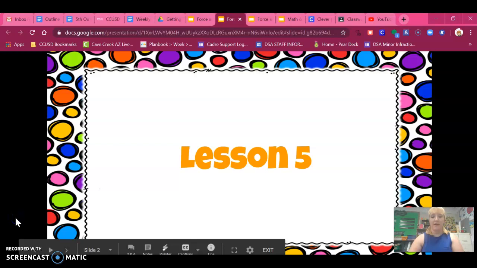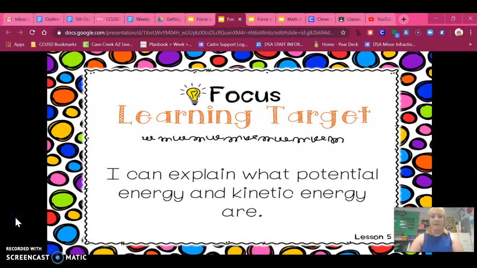This is lesson 5. In lesson 5, we are going to learn about potential and kinetic energy. Our learning target for today is I can explain what potential energy and kinetic energy are.